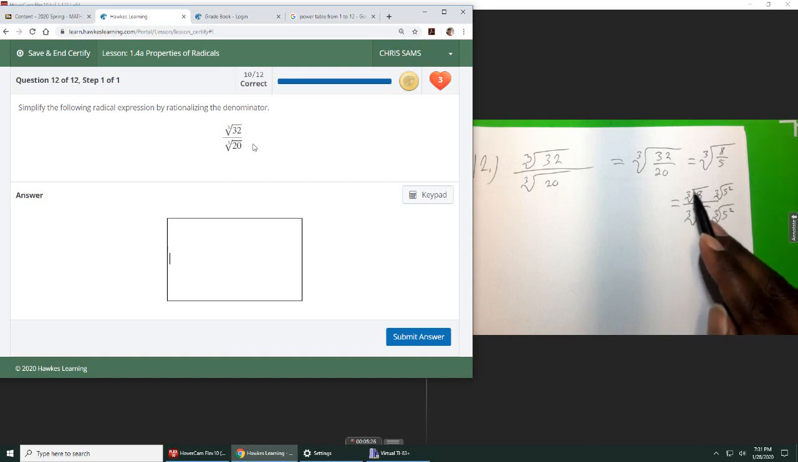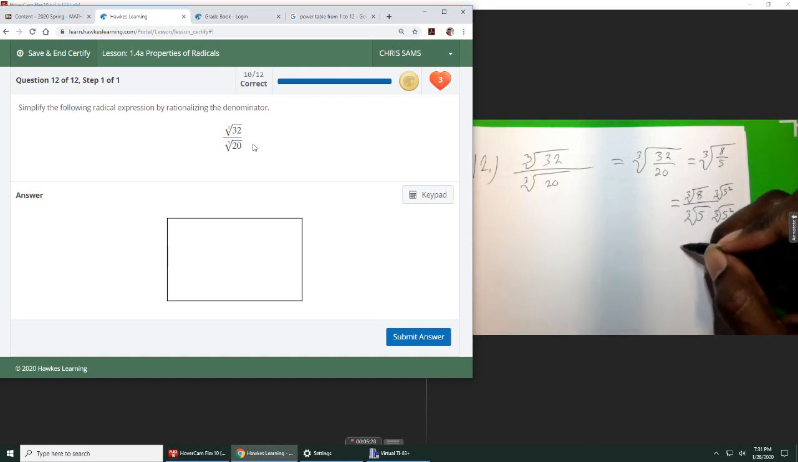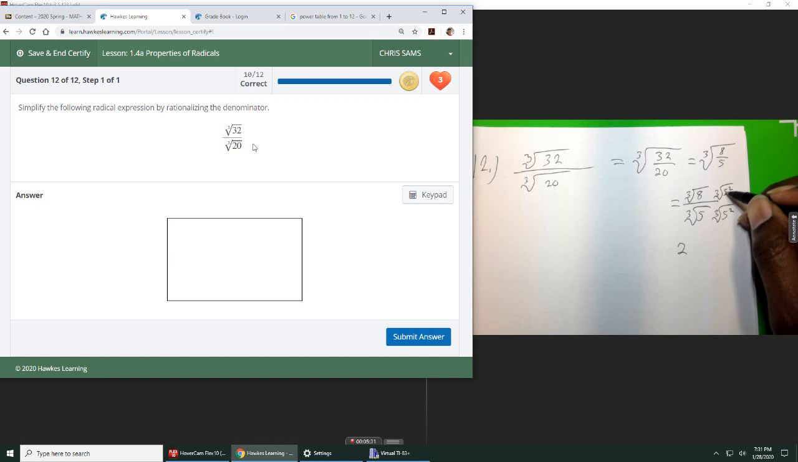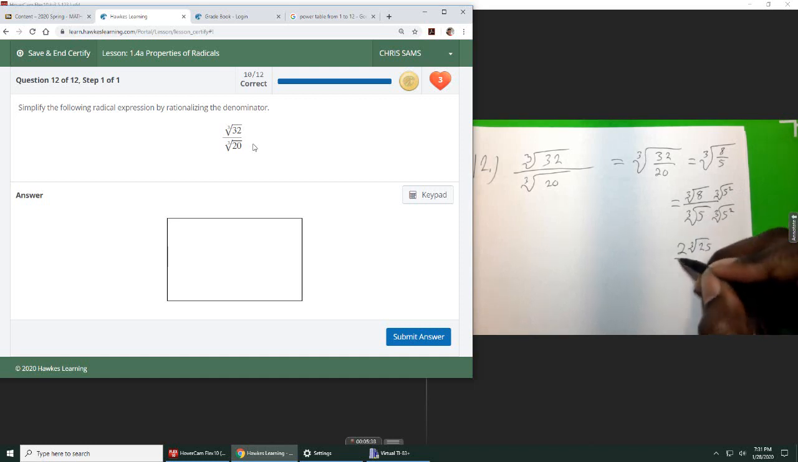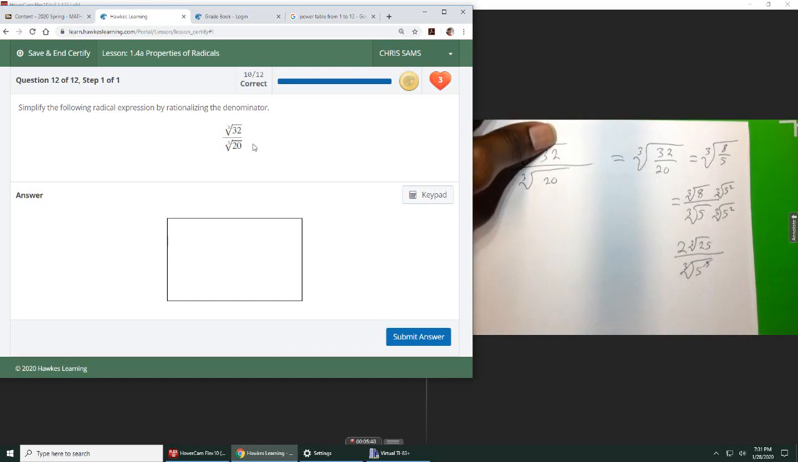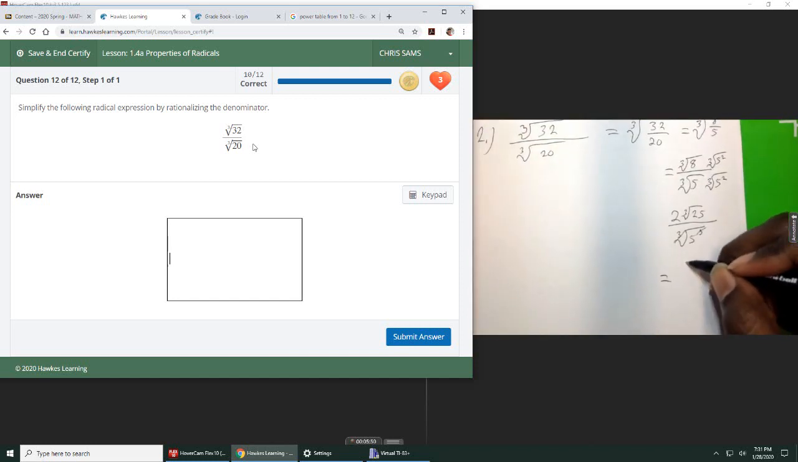So I'm going to go ahead and evaluate this. Cube root of 8 is 2. And then we're going to say cube root, and we'll evaluate that as 25. On the bottom, this becomes cube root of 5 cubed, and that cube root and cube will cancel each other out. So at the end of the day, we are looking at 2 cube root of 25 divided by 5. This should be our answer here.